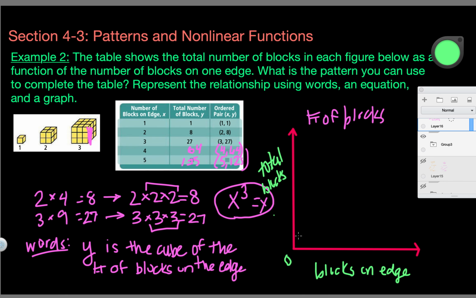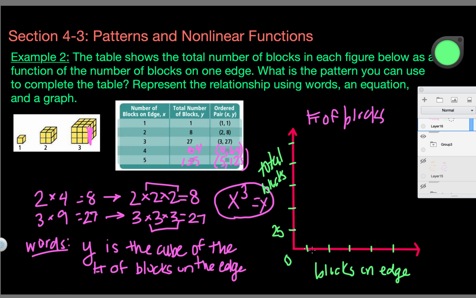Now my number of blocks is just going up by 1. So 1, 2, 3, 4, 5. And my y's, they're going up very quickly. So I'm going to start, I think I'm going to count by, let's do 25. So I get 25, 50, 75, 100, 125. Okay?